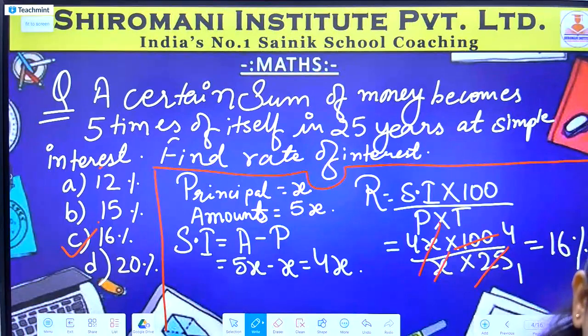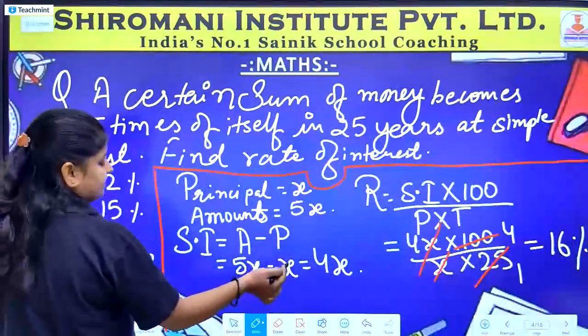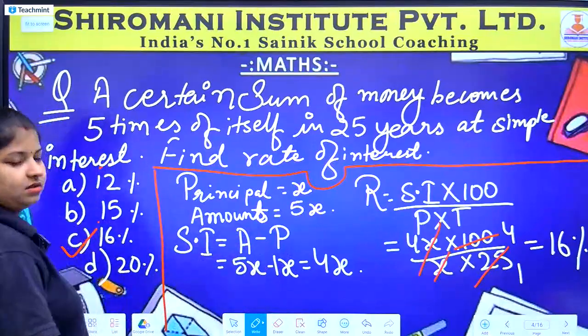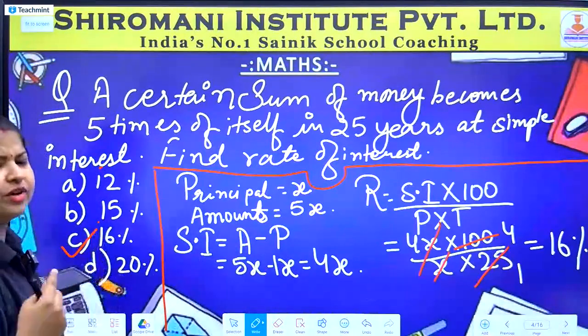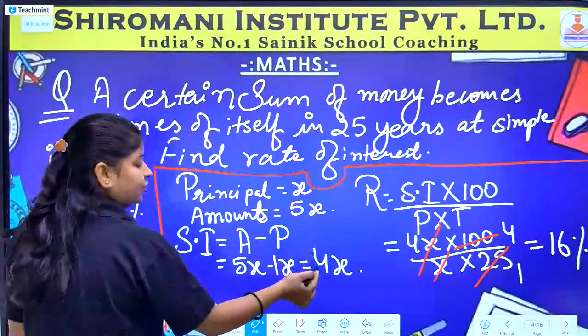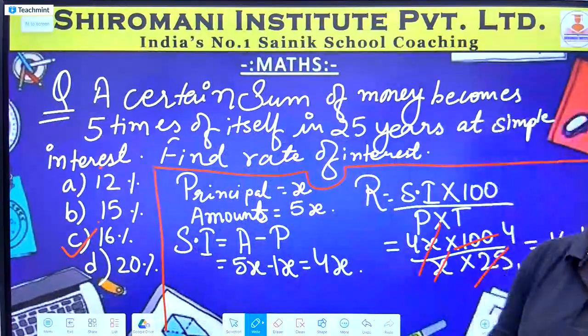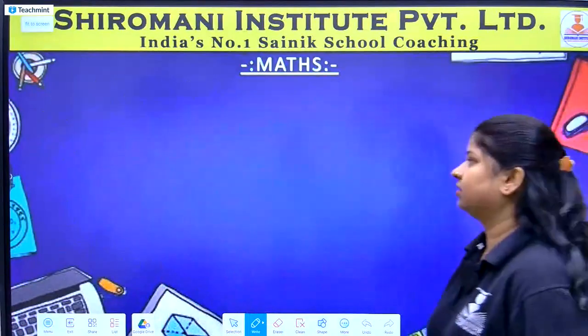Ma'am, I didn't understand how 5x minus x is equal to 4. Beta, whenever it is x, x means 1x. Okay, x means 1x. So we don't write 1x, we simply write x. So 5 minus 1 is 4. Got it, Ajish? Ajish, did you get it? You can turn on your mic and tell me. Yes, ma'am.